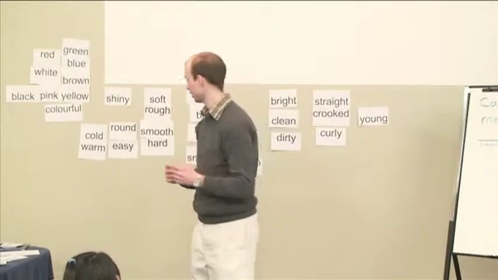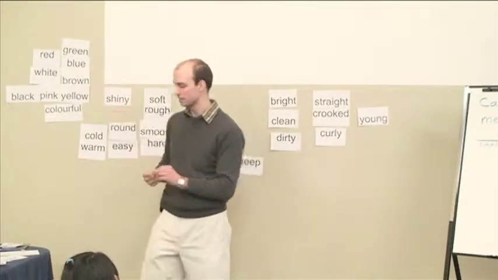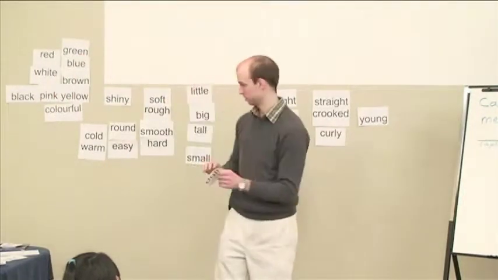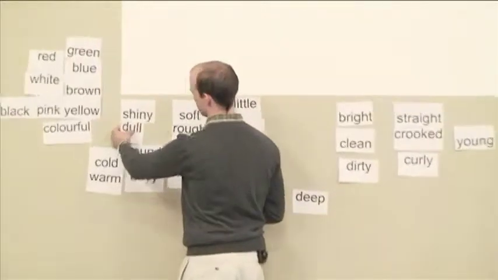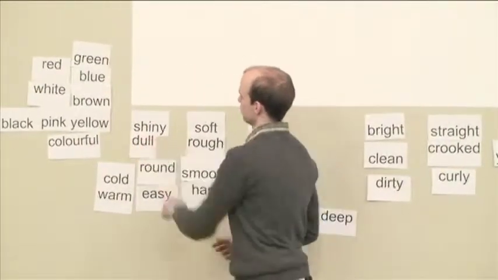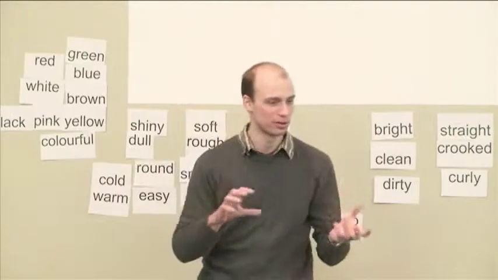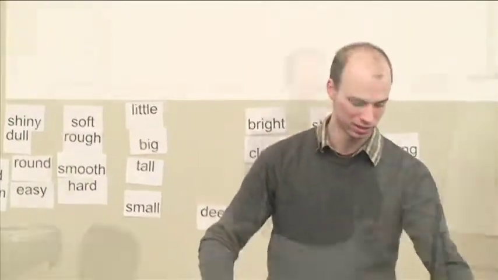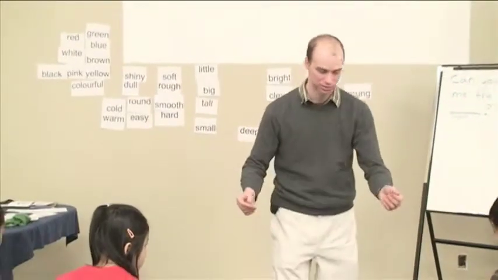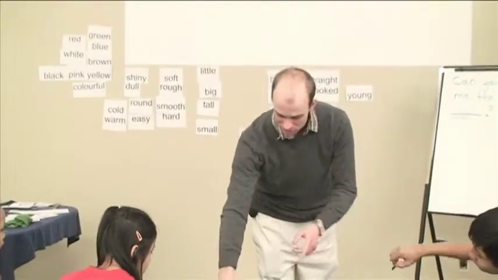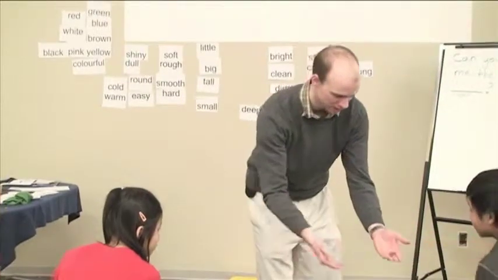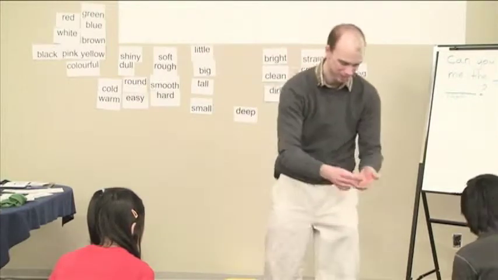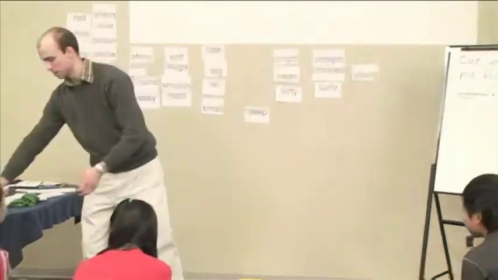But there's another way. The opposite of shiny would be dull. Dull, okay? So I'm going to put it right here beside shiny so that you can remember shiny and dull. The same thing with the $1 coin. If you look at the two loonies that you have here, the two coins, you can see that this one is very shiny and this one is very dull.